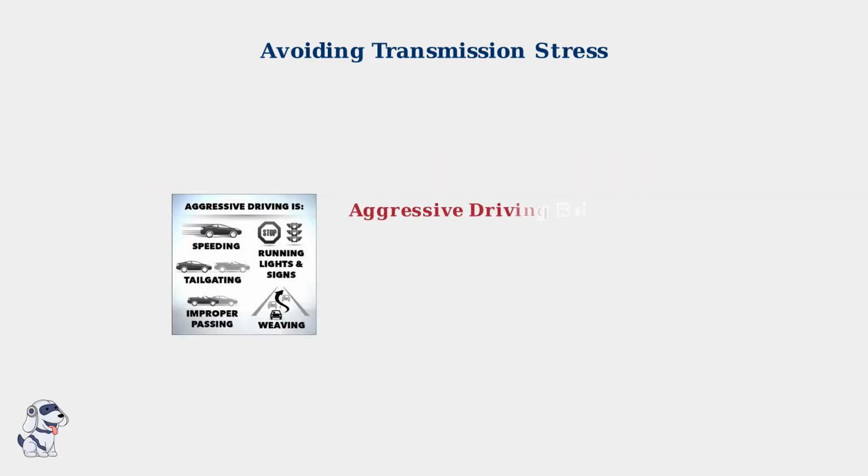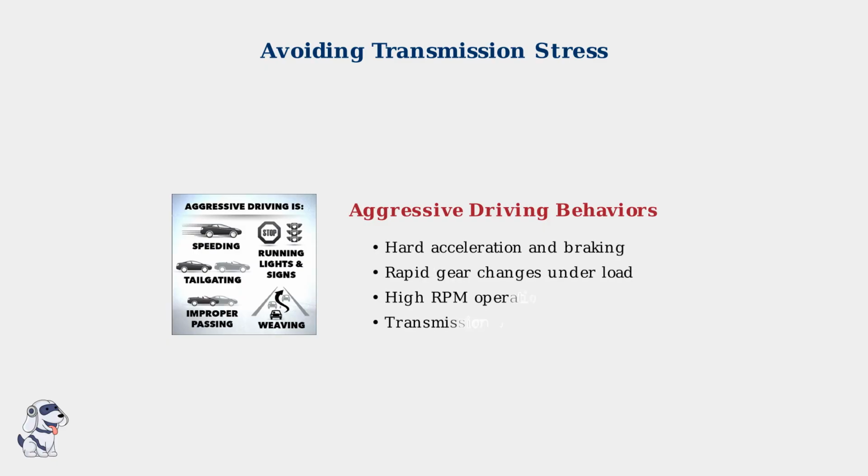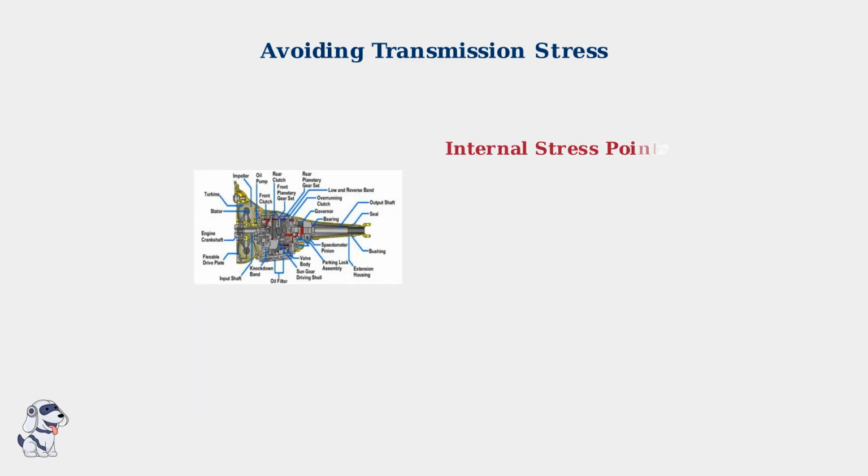Aggressive driving behaviors create unnecessary stress on transmission components. These habits force the transmission to work harder than designed, leading to premature wear and potential failure. Hard acceleration and braking, rapid gear changes under load, high RPM operation, and resulting transmission overheating all contribute to reduced transmission lifespan. This cutaway view shows the complex internal components that suffer when transmissions are stressed. Each component has limits, and exceeding them leads to accelerated wear and eventual failure.